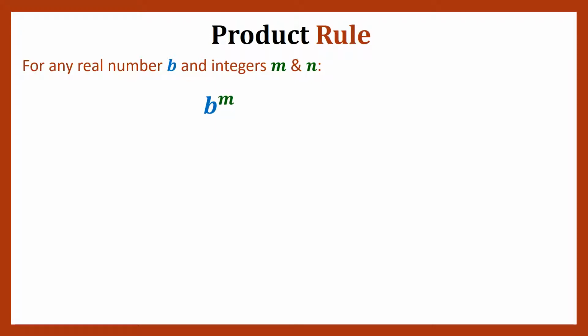So let's consider the product rule for exponents. The product rule for exponents says the following. For any real number represented by the letter B and integers represented by the letter M and the letter N, we can say the following. B raised to the power of M multiplied by B raised to the power N is equal to B raised to the power of M plus N.